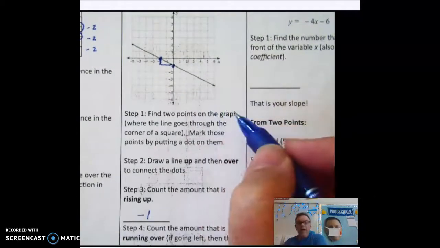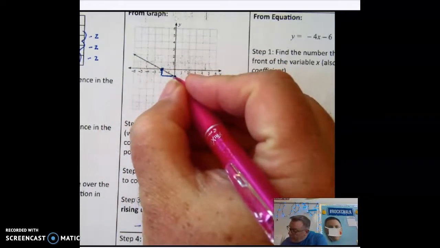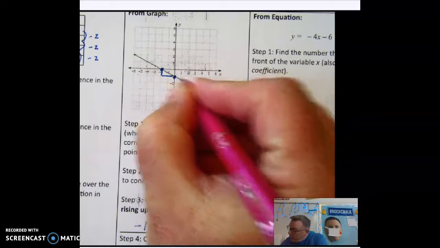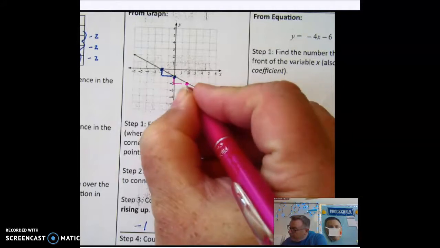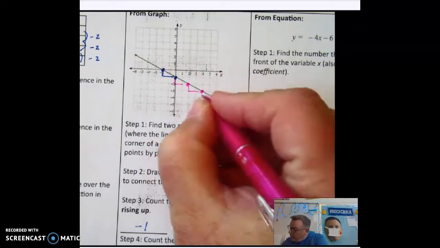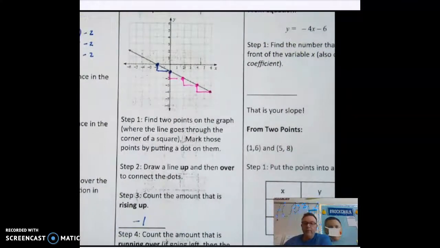The other cool part about this is that if I wanted to, I could continue that slope, and it's going to be the same because it's a nice straight line. So down 1 over 2, new point. Down 1 over 2, new point. Down 1 over 2, new point. As you can tell, it makes little steps. It's a nice straight line.